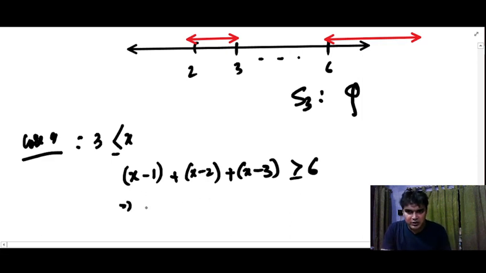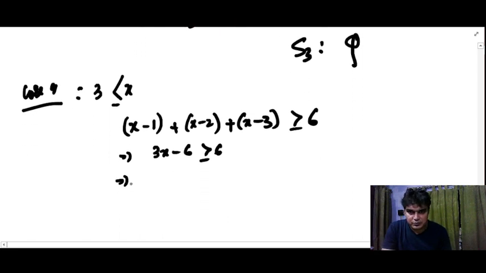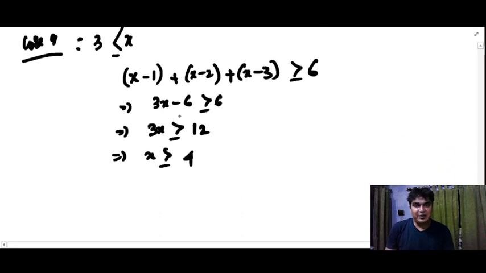So what are we getting from here? 3x minus 6 is greater than or equal to 6. So that means 3x is greater than or equal to 12, or x is greater than or equal to 4. Now we have to check whether x greater than or equal to 3 and x greater than or equal to 4 have any common point or not. Let's see.